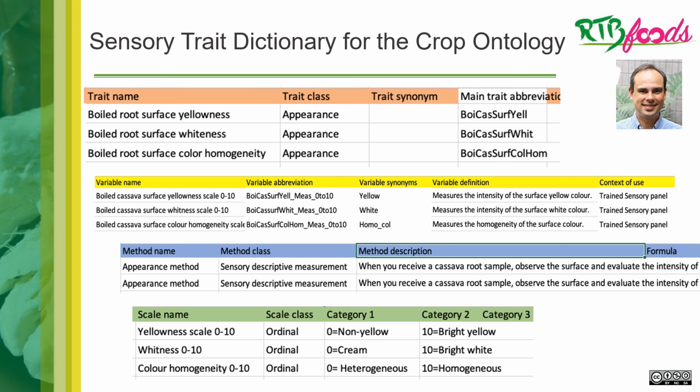A sensory trait dictionary for the crop ontology was developed, describing trait name, method, and scale. And when combining a trait name with a method and scale, we have variable name. For instance, boiled root surface yellowness combined with method appearance and scale yellowness 0 to 10, we have this variable name, boiled cassava surface yellowness, scale 0 to 10, which is the variable used to collect the data in Breedbase, for instance.